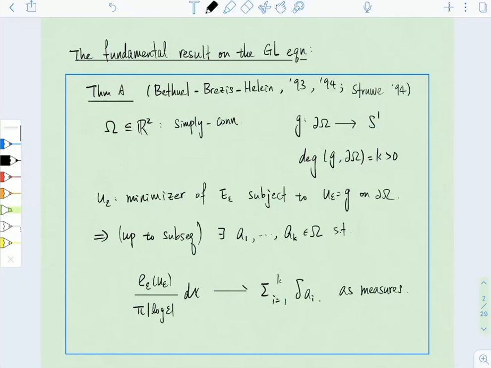They actually prove a lot more. They show that away from these points, u_epsilon is converging to an S^1 valued harmonic map. And also, the locations of these points are not random. They have to minimize another energy. They also studied critical points, so not necessarily just minimizers. But anyway, I want to focus your attention on the aspect of this theorem that it tells you that there's nice convergence away from a bad set where energy concentrates.